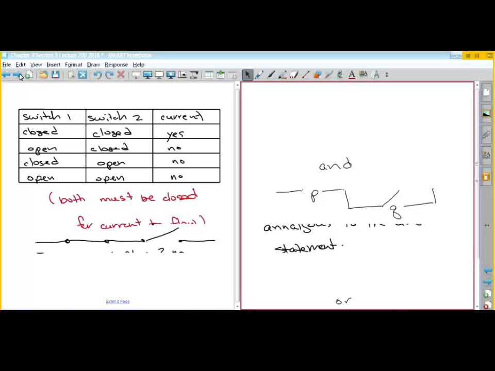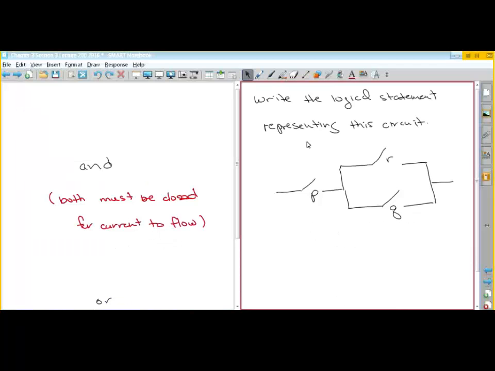So what we're going to do here is two things. Luckily I don't test you on this, so you just have to do the homework. You can take a set of electric switches and convert them into an equivalent logic statement, which is what we're going to do first. And secondly, you can take a logic statement and create the circuit. So this one says, write the logic statement representing this circuit.